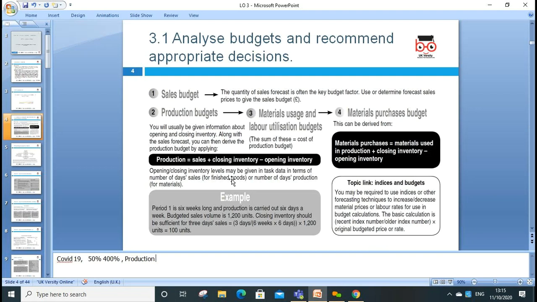Then we make the material budget. For the material budget, we take the material used in the production, how much it needs to be, plus the closing inventory minus opening inventory, and we can find how much material we need to purchase. So that is the way we can make the budget.